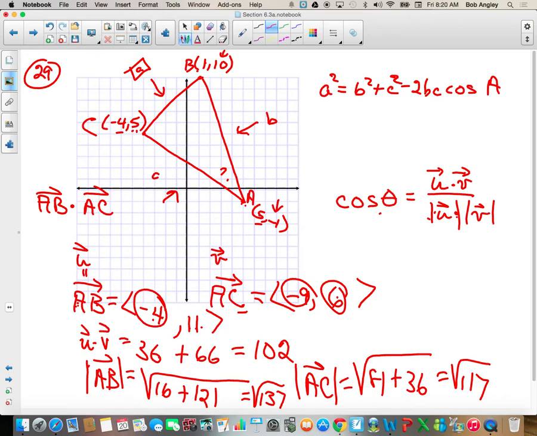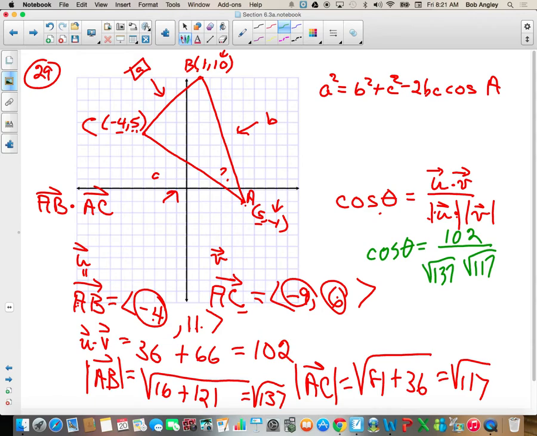Okay, so let me just write right here. I'm going to write in a different color just so it'll stand out. All right, so we're getting cosine of theta equals, all right, now our dot product was 102. And then we had the square root of 137 and the square root of 117. And so now we can use the calculator and we can get that angle.